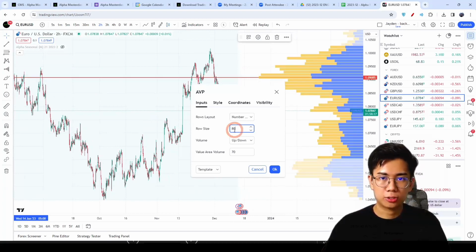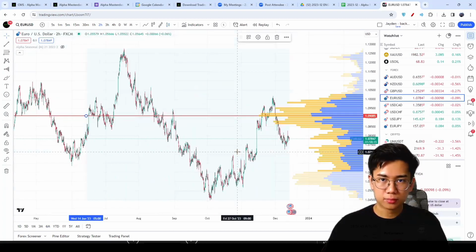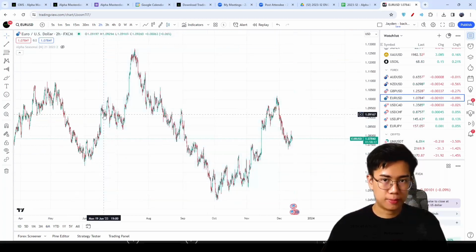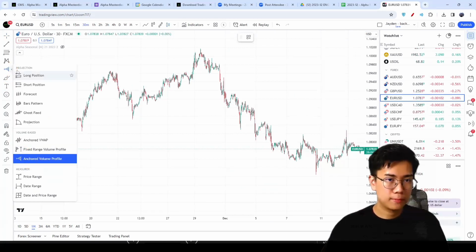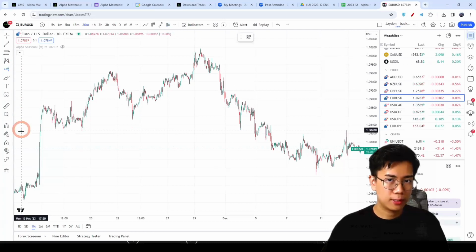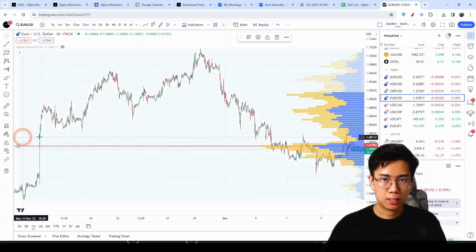Okay, I edit the row size to be 80. Last 6 months, maybe too much. Last 1 month. Okay, in the previous last 1 month period, click this button. Okay, this is the anchor volume profile, and click at the side.